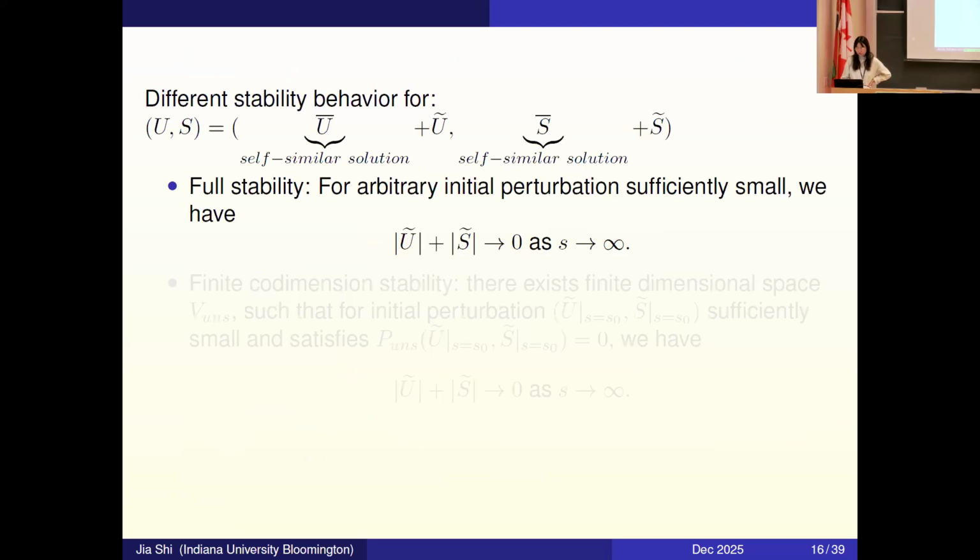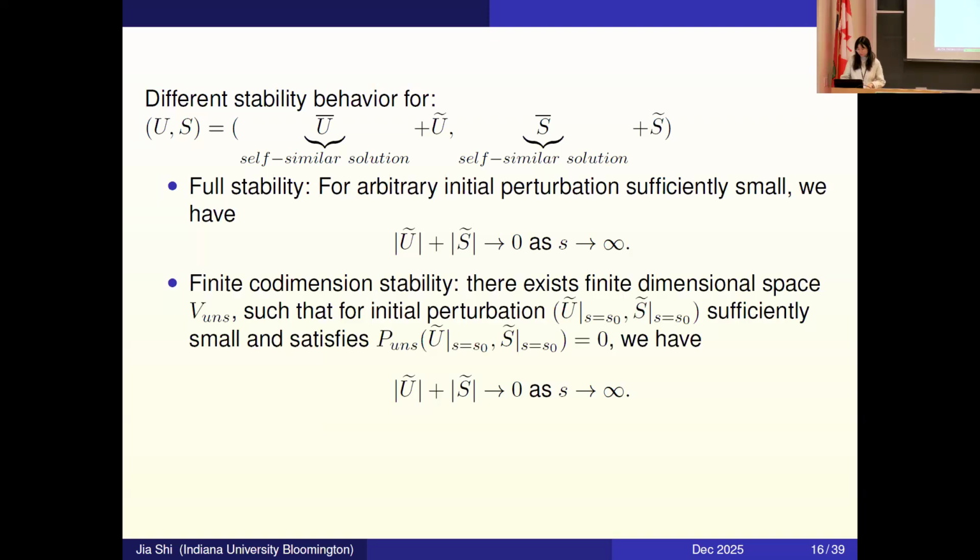Now I'll talk about different stability behavior, because the way to treat it is you write the solution as a perturbation plus the U bar and S bar, those are self-similar solutions. And then you put it in the equation to see if those U tilde and S tilde will tend to 0. If for any arbitrary initial perturbation that is sufficiently small, the perturbation tends to 0 as time tends to infinity, this is the full stability result. So it's also the usual stability that we are talking about.